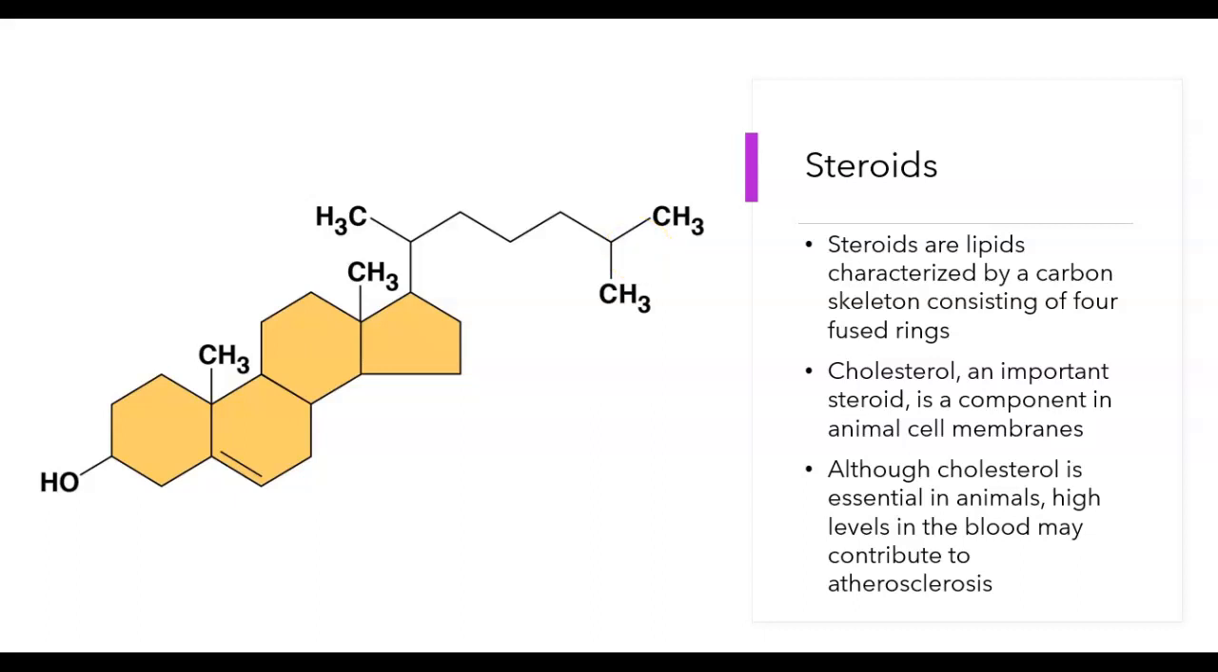It's really important to maintain the stability of the cell membrane, and we'll talk more about how that works when we talk about cell membranes. Cholesterol is essential in animals. It's found in all animal cell membranes. But if you have too much of it in your blood, then it can contribute to atherosclerosis, like the triglycerides can as well. So we're going to stop there. That takes care of our carbohydrates and lipids. And in the next video we'll talk about proteins and nucleic acids.